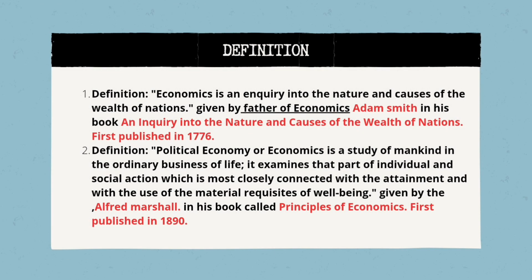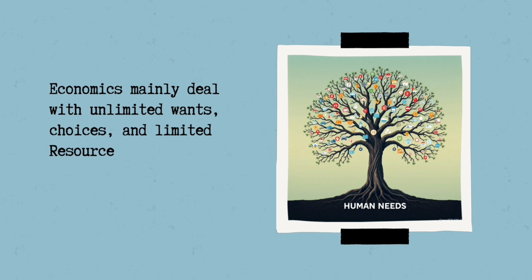Now, let's dive into the two definitions. The first one is given by Adam Smith, also known as the father of economics, in his book, An Inquiry into the Nature and Causes of the Wealth of Nations, published in 1776, and the second one by Alfred Marshall, a British economist, in his book, Principles of Economics, published in 1890. Economics is the study of how people and societies make choices about using scarce resources.